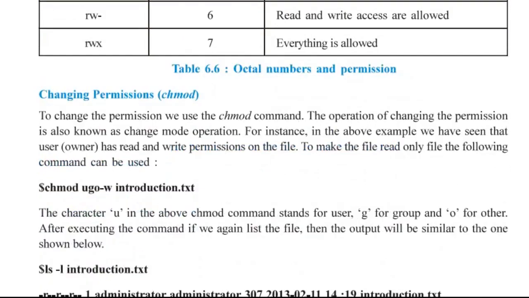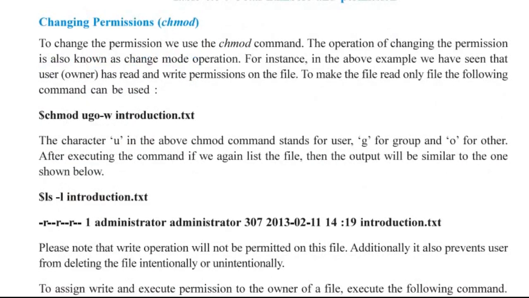Now we come to the next topic related to the same thing, that is changing permissions. Now these are the permissions, right? And if you want to make changes in them, how to do that? To change permissions, we use the chmod command. The operation of changing the permission is also known as the change mode operation. For instance, in the above example, we have seen that the user, that is the owner, has read and write permissions on the file. To make the file a read only file, the following command is used.